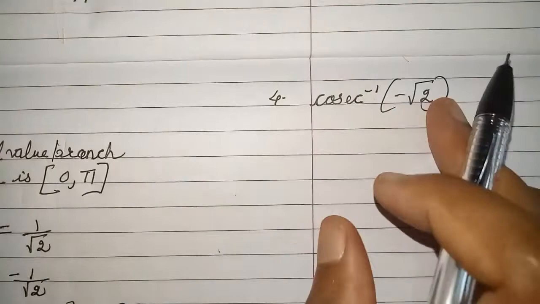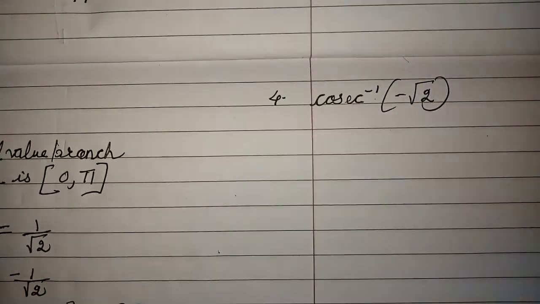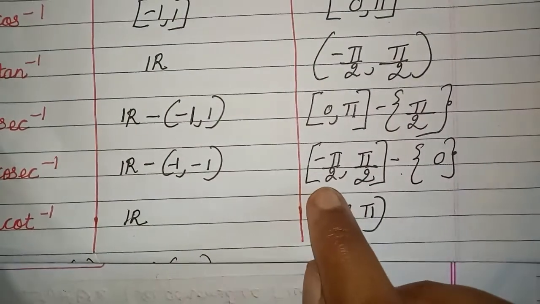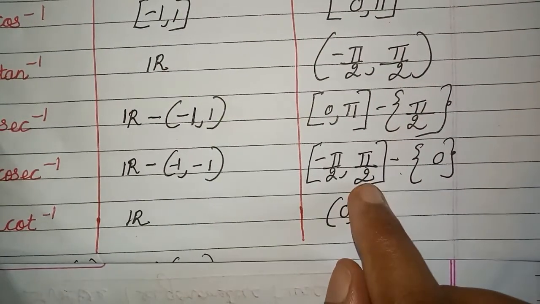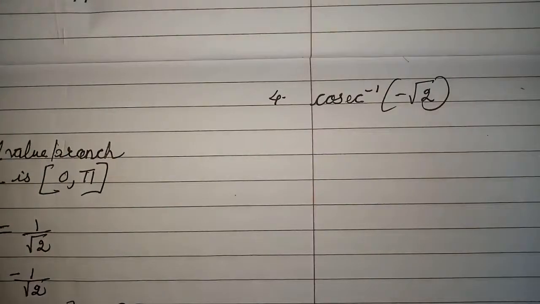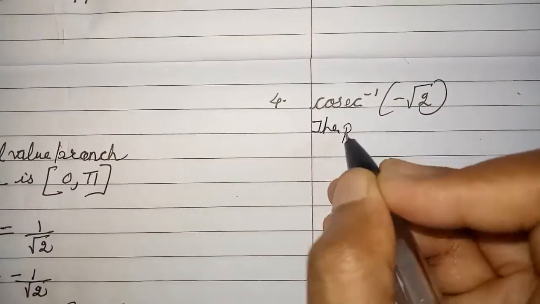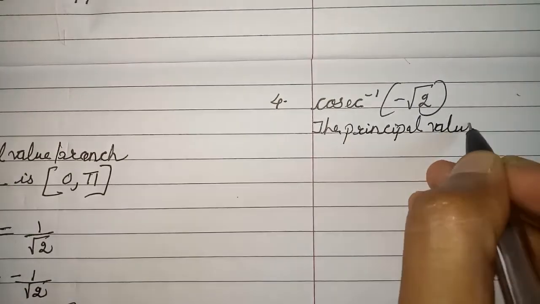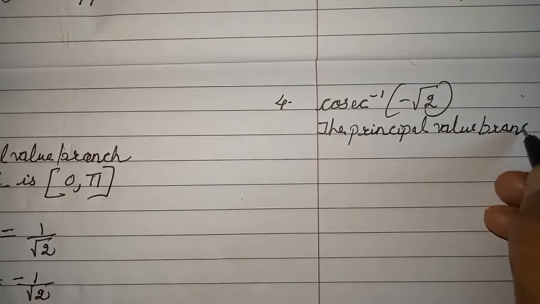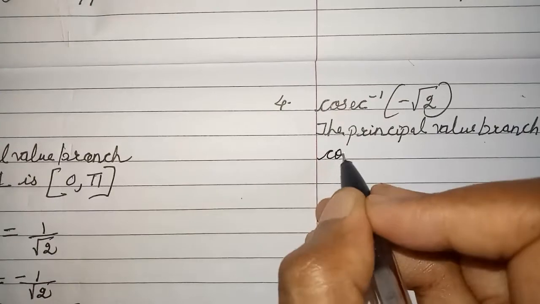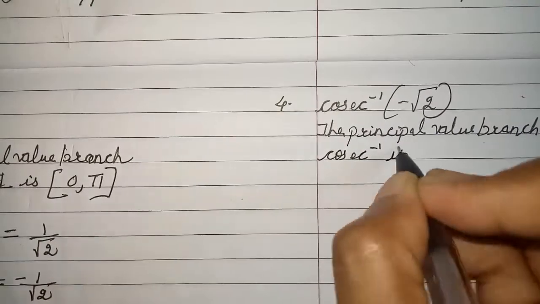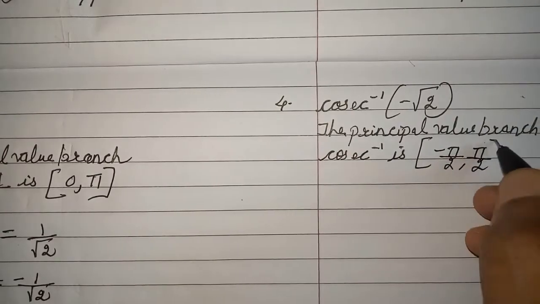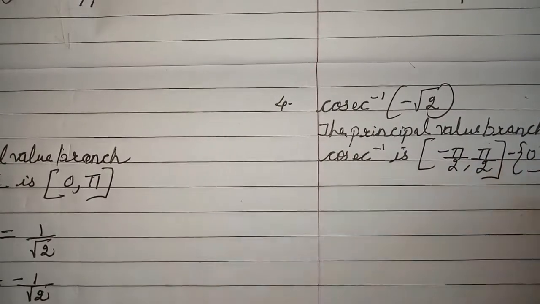Next is cosec inverse of minus root 2. So let us check what is the principal value branch of cosec inverse. The principal value branch of cosec inverse is the closed interval minus pi by 2 to pi by 2 excluding 0. So write here the principal value branch of cosec inverse is the closed interval minus pi by 2 to pi by 2 minus 0.